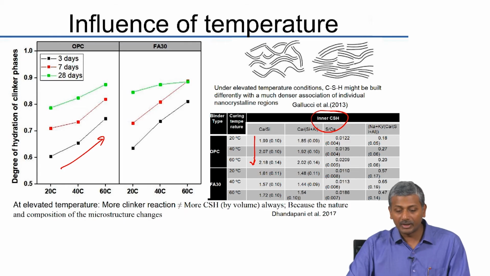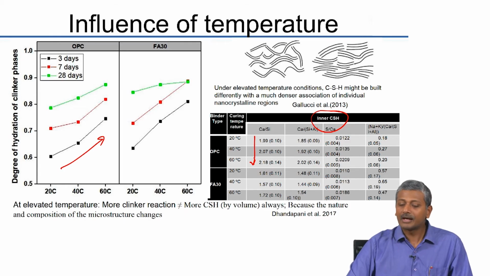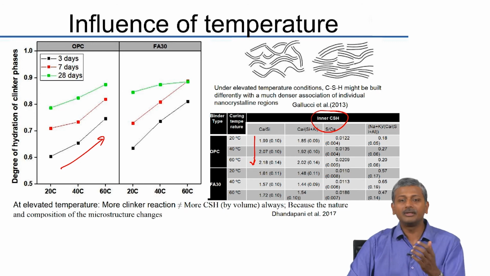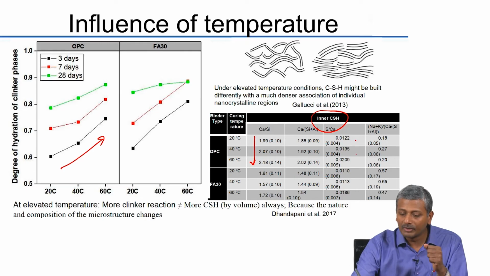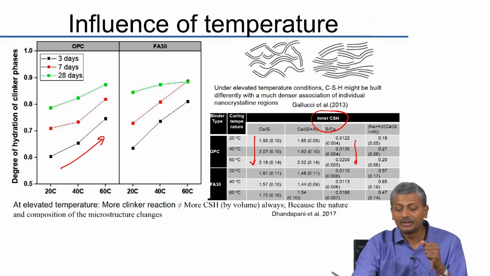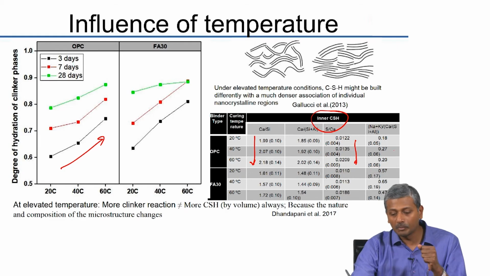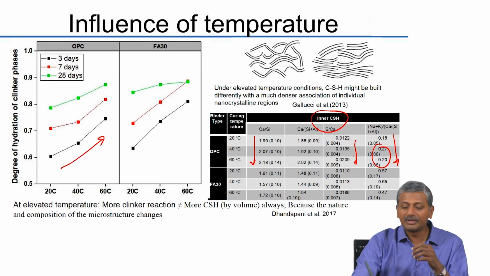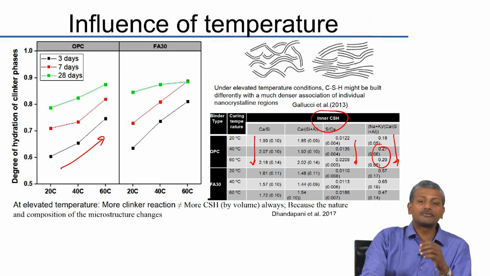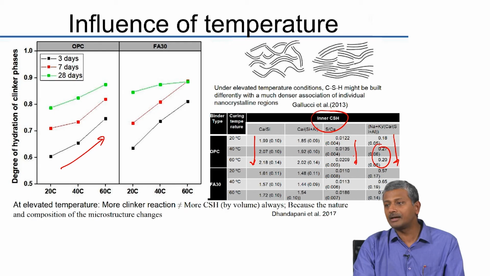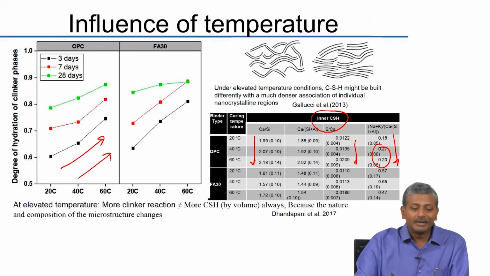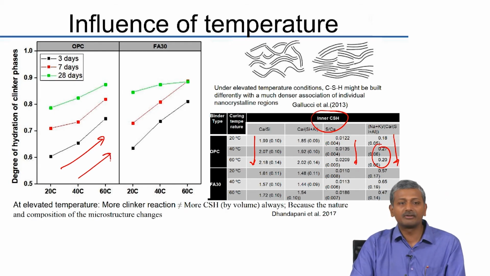You see that this goes from 1.99 to 2.18, there is a higher density of calcium to silicon in the inner CSH at higher temperatures. What you will also see is there is a greater amount of sulfur and alumina inclusion in the system, and probably even alkali inclusion in the system. These results are not very conclusive, but definitely what people have shown is there is a greater extent of sulfur inclusion in the inner CSH at higher temperatures. So you are packing the inner CSH more densely at higher temperatures, which is leading to this increase in the degree of hydration of the clinker phases.